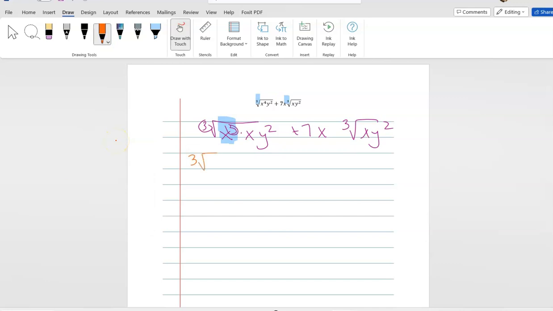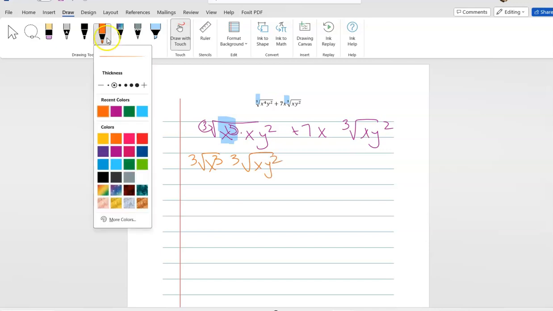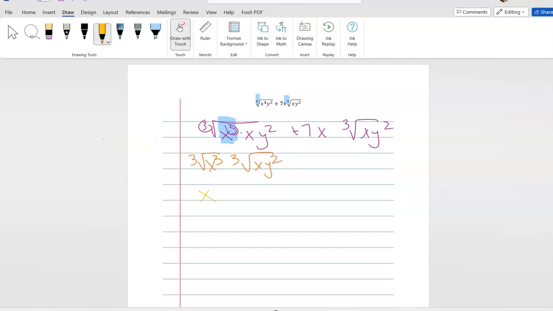So what I'm really doing is two parts. I'm doing this, and then I'm leaving everything else here. So what I'm going to end up with is an x, because those cancel each other out, a third root of x y squared, plus 7x third root of x y squared. So now when I look at these, they are like terms because they're both third roots.